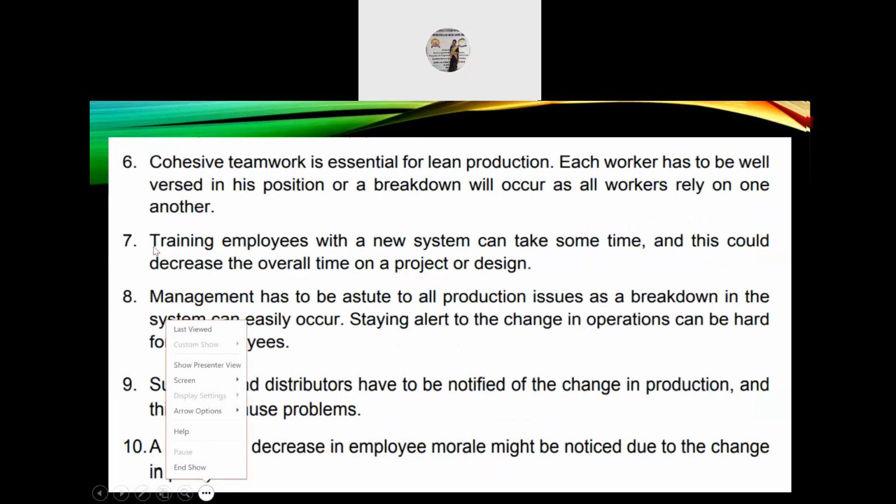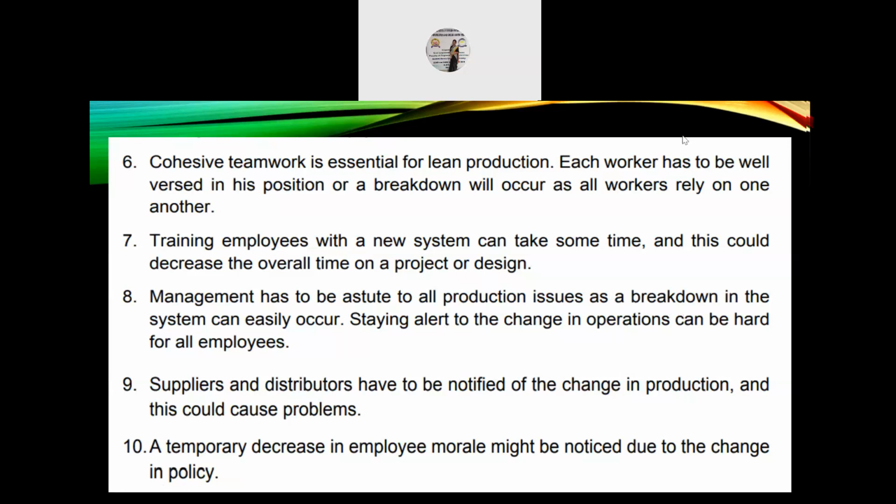Number six, cohesive teamwork is essential for lean production. Each worker has to be well versed in his position, or a breakdown will occur as all workers rely on one another. Number seven, training employees with a new system can take some time, and this could decrease the overall time on a project or design.